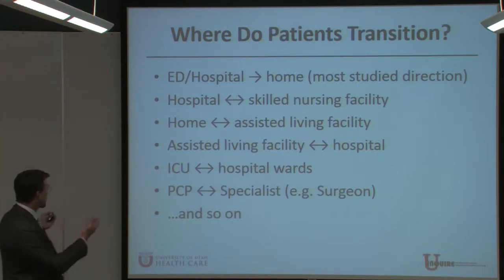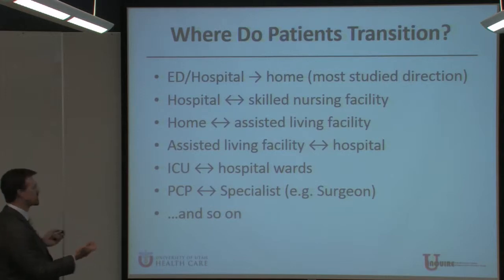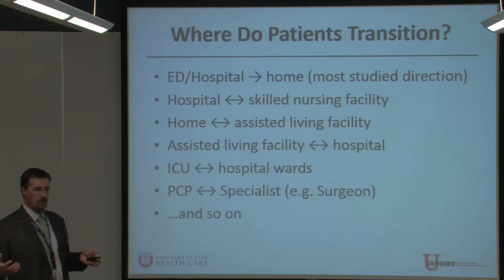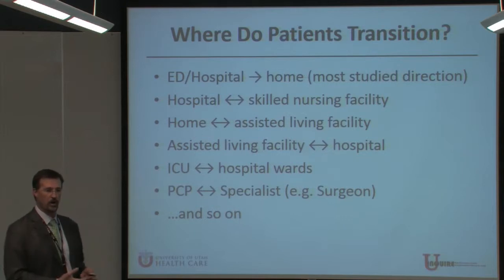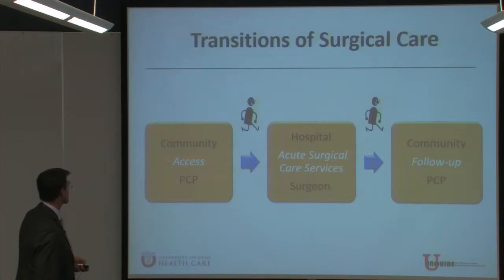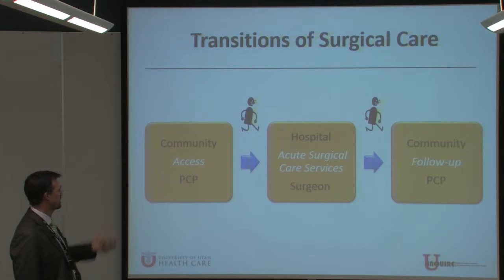Patients can transition within many different care settings or between providers. The most commonly studied is going from the hospital to the home care setting, but there's also hospital to acute care facilities, home to assisted care. In the hospitals themselves, you can go between ICUs and hospital wards. Those are transitions. Between PCPs and specialists. These are all transitions because you're basically going from one care setting to another where people don't necessarily have all the information about this patient, and so it's how well is communication transmitted for these patients between these different settings.